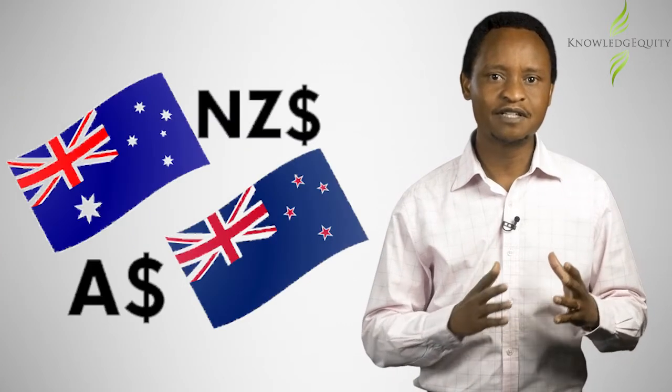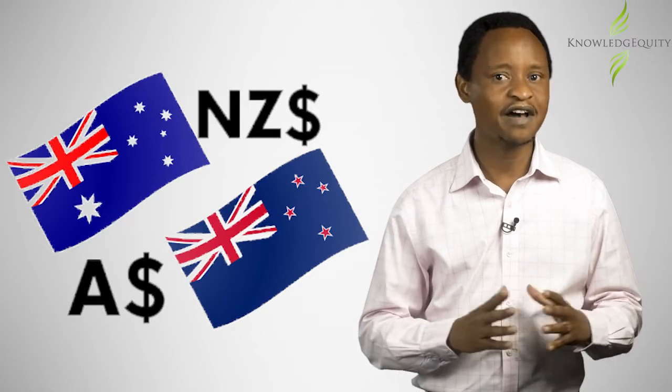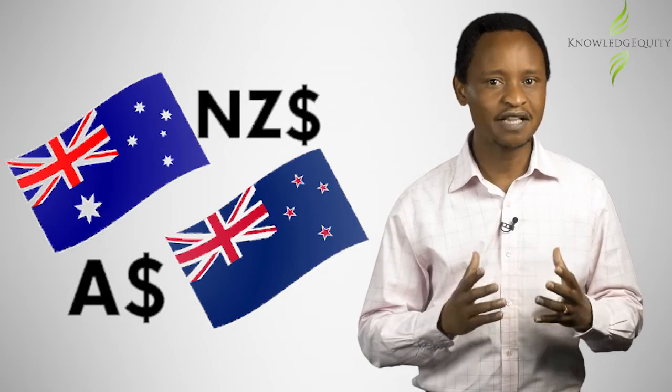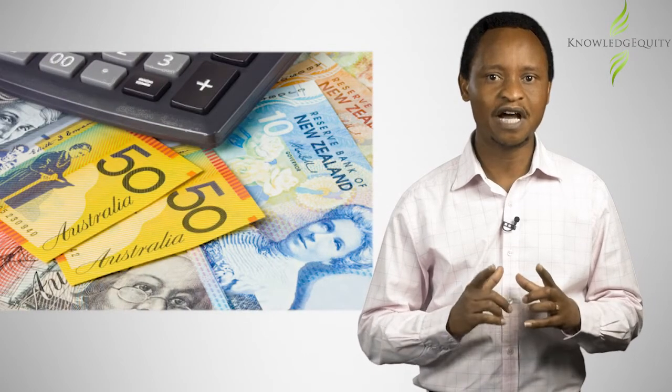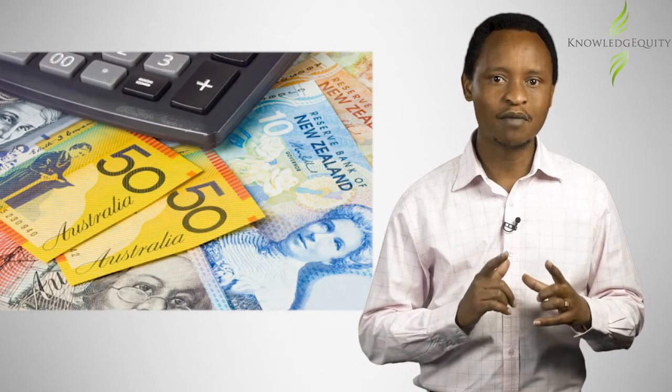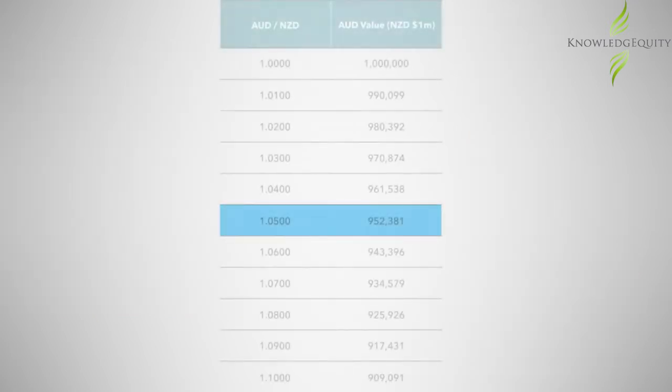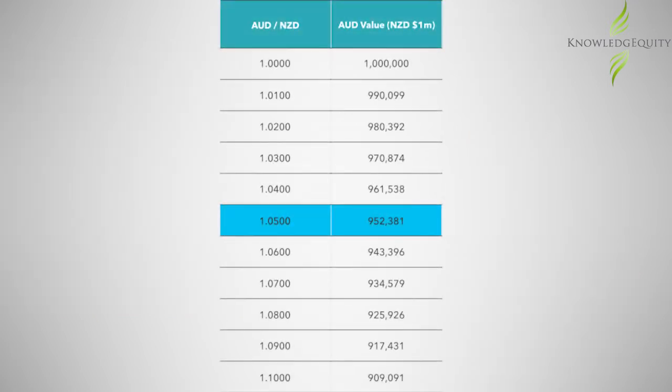A bought currency put option or floor, on the other hand, provides the right to sell the currency and buy the foreign currency at the strike rate. This is useful for an importer to hedge against unfavorable or downward movements in the domestic currency. Assume the current Australian dollar to New Zealand dollar spot rate is 1.05. We can see how $1 million New Zealand dollars increases in its Australian dollar value as the Australian dollar depreciates below 1.05.